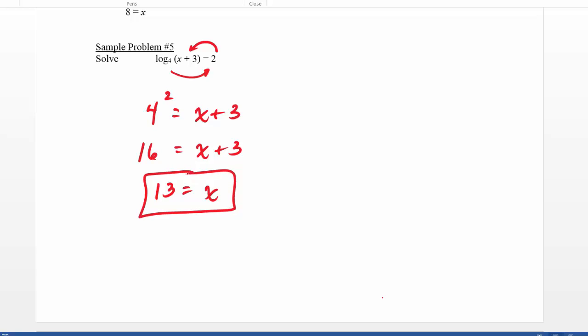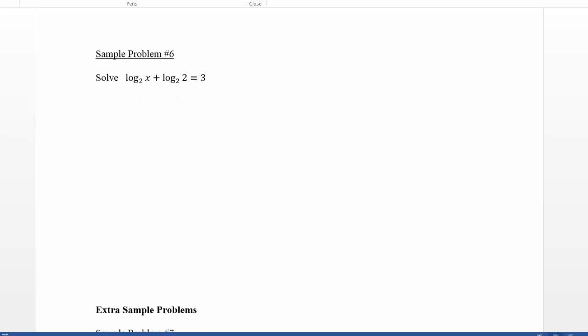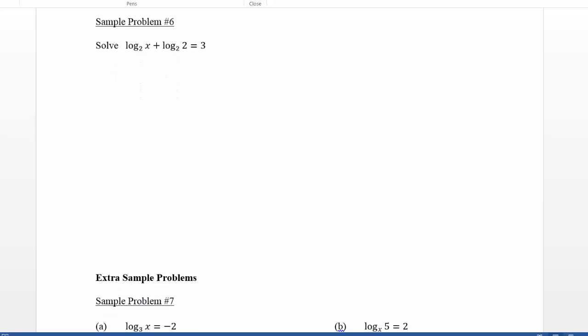Okay, and that's simply how you would solve with one log on one side of the equation. Let's go ahead and finish one more problem here. Sample problem number 6. We have a scenario here where you have two logs on the left hand side of the equation. What we want to do now is think of how can I use my log properties to condense this on one side of the equation so that I can solve it the way we just solved the prior problem. So go ahead and work problem number 6 real quick.